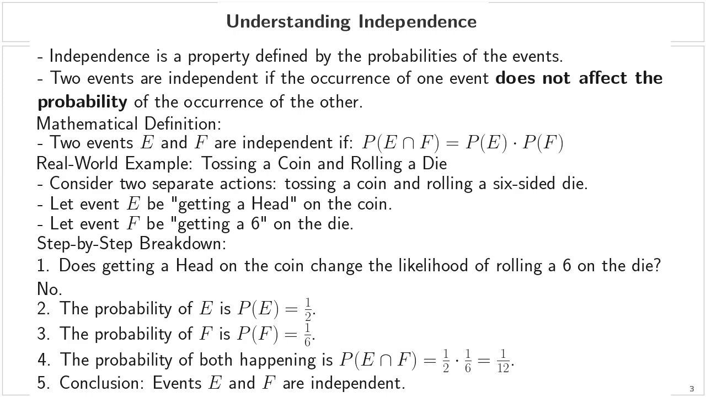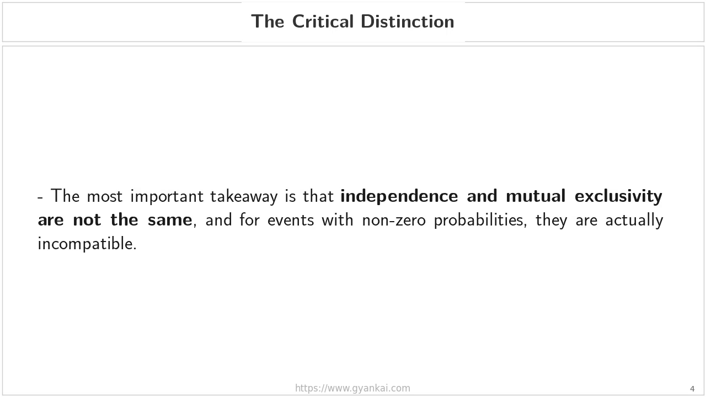This leads us to a very important point, which we will explore in the next slide. If these events are independent, can they ever be mutually exclusive? Let's find out. The critical distinction. The most important takeaway you must memorize is that independence and mutual exclusivity are not the same thing. In fact, if we are dealing with events that have a chance of actually happening, meaning their probabilities are greater than zero, these two concepts are actually incompatible. They cannot exist at the same time.